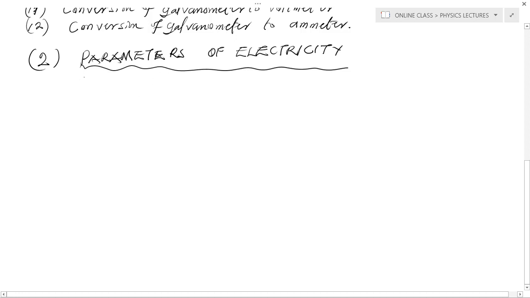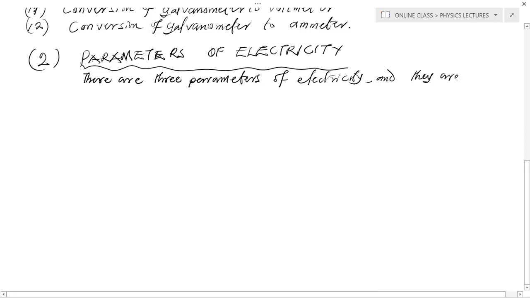So what are the parameters of electricity? There are 3 parameters of electricity, and they are: one, the current; two, voltage; and three, resistance. Now let's take them one by one.